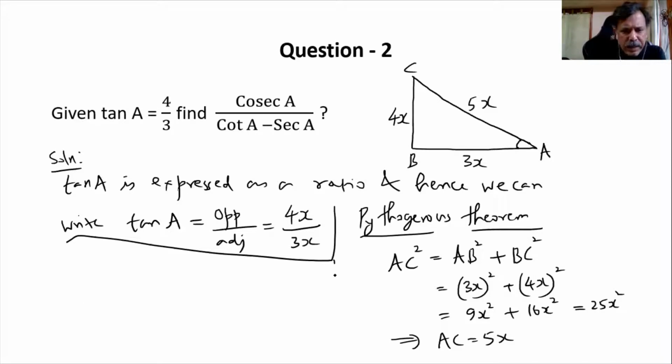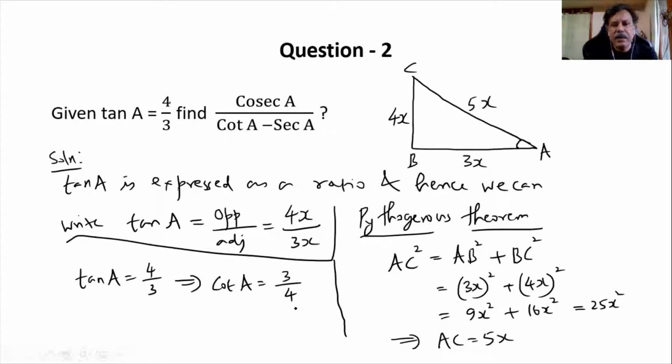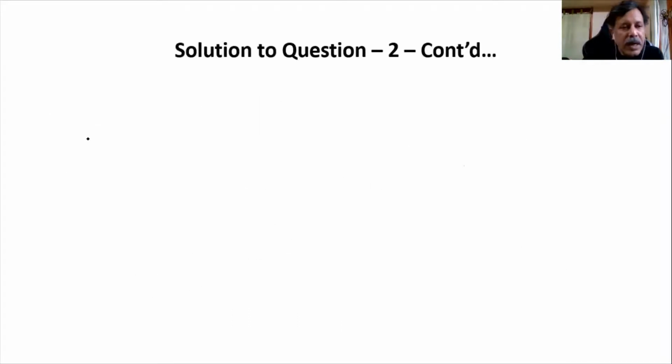Now, first one thing we can directly do, one is tan A is known to be 4 by 3, which directly says cot A should be the reciprocal of that, because we know definition of cot is inverse of tan. So this will become 3 by 4, right? So further we will have to proceed. We will proceed in the next slide. Cosecant A we will have to write. What is cosecant of A? Cosecant of A, we know it is inverse of sine A. Sine A, we know it is opposite by hypotenuse. That means this will be hypotenuse by opposite.